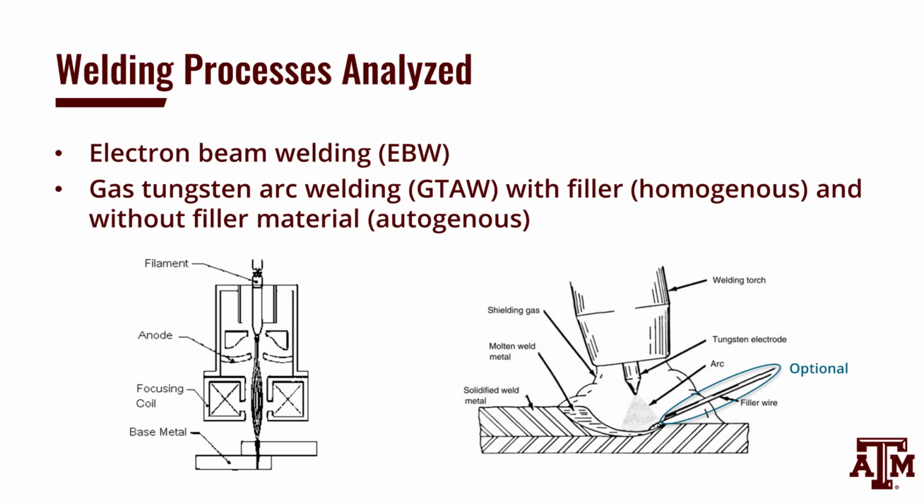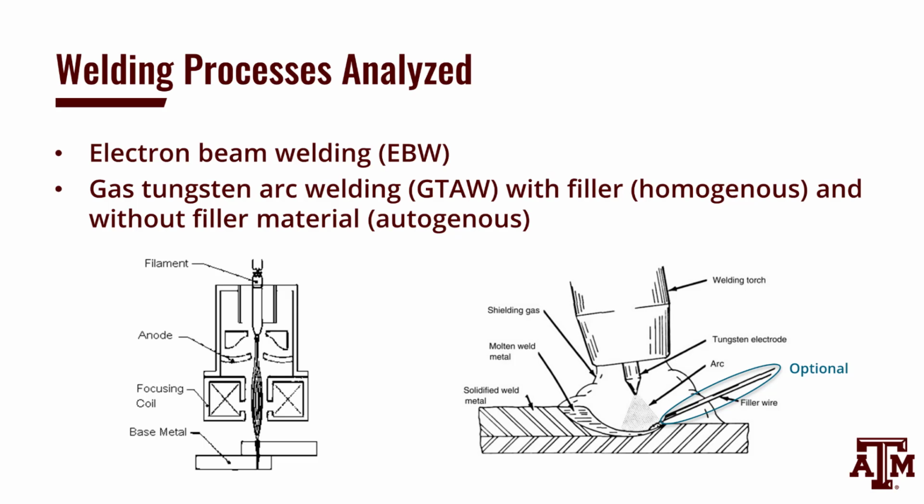The three welding processes analyzed were electron beam welding, gas tungsten arc welding with filler material, and gas tungsten arc welding without filler material. Electron beam welding works by accelerating a very narrow beam of electrons into a workpiece within a vacuum chamber. EBW is a machine-operated process and has high equipment costs.